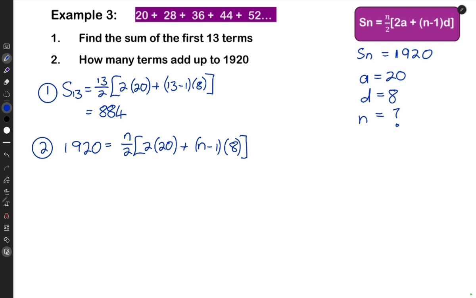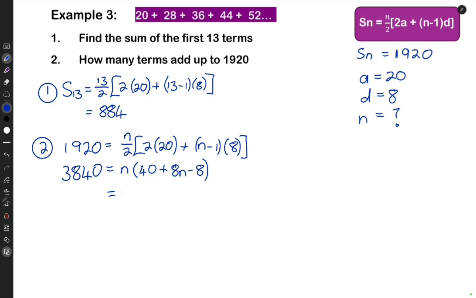Okay, the easiest in this case would be to multiply by 2 first, so that would just give me 3840 is equal to, and then I'm just going to simplify this bracket a little bit more. I know that 2 times 20 is 40. I'm going to distribute the 8 in, so it's going to be 8n minus 8. And in my next step, I am going to multiply the n in.